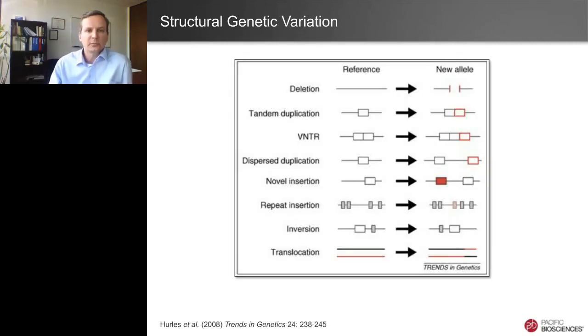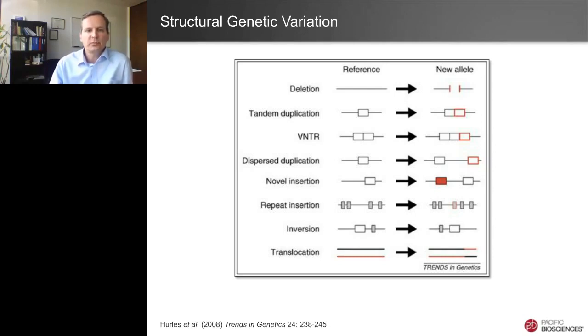What do we mean by structural genetic variation? These are larger scale, beyond just a single base change in the DNA. They can be deletions, where sometimes 10 to hundreds of thousands of bases are missing in the individual relative to the reference genome. Tandem duplication, where a certain region in the genome is duplicated in tandem.